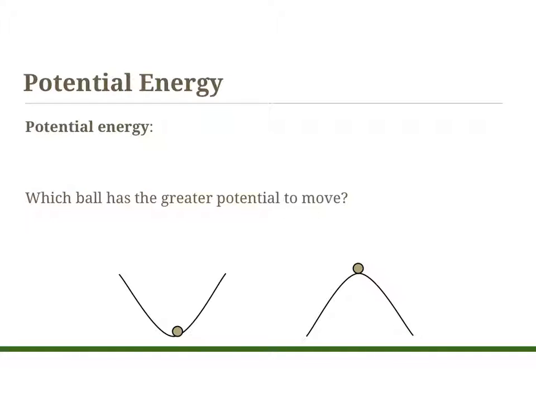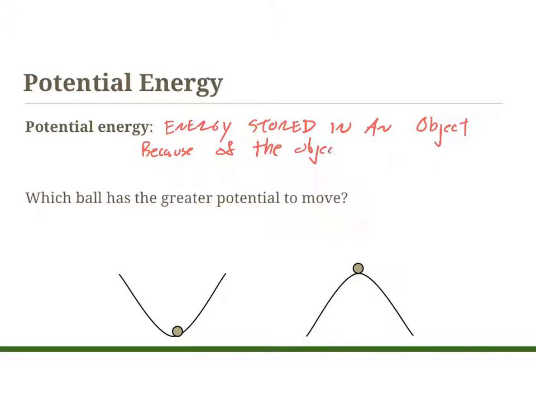And then another thing that we need to define is potential energy, and potential energy is simply energy stored in an object, in an object because of its position, or what it's made up of.